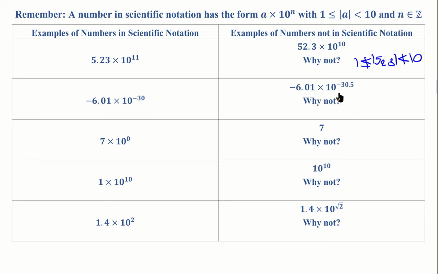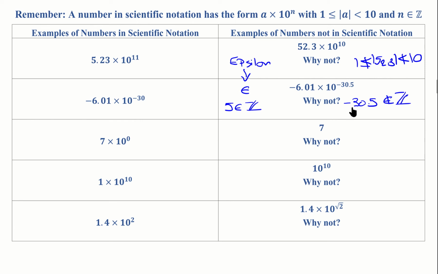Here, the problem is that negative 30.5 does not belong to the set of integers. Remember, this notation, when you see it, that's neither E nor C. It's the Greek letter epsilon. In mathematics, we use it to indicate belonging. So if I put 5 and then this notation and then Z, this means 5 belongs to the set of integers.